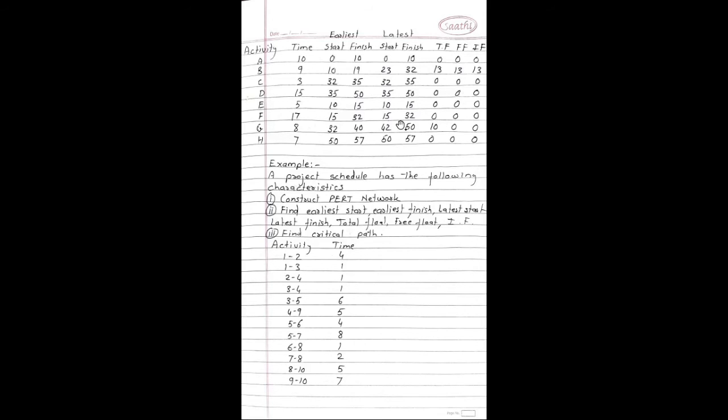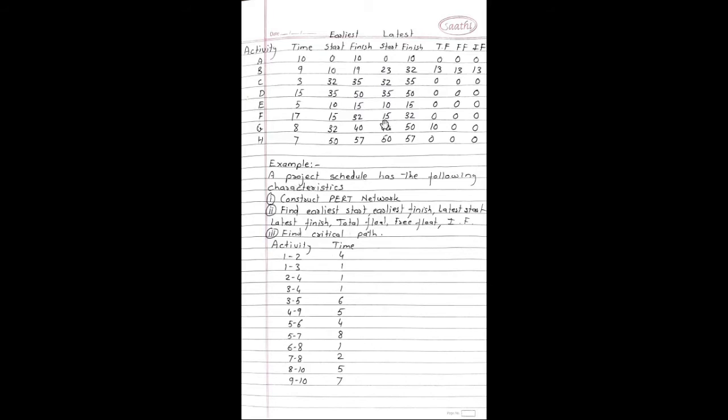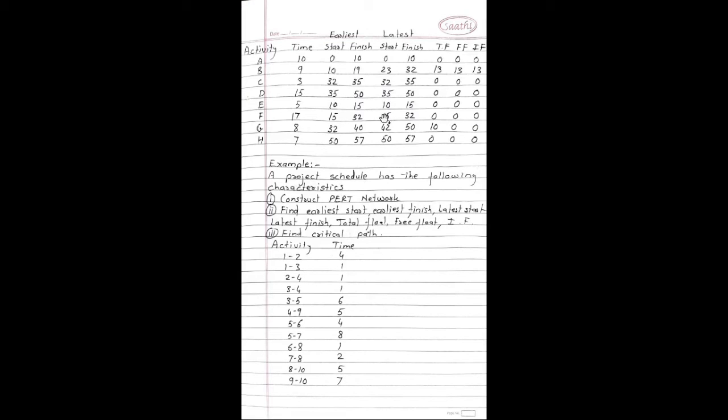For activity E, this is our activity E. 15 minus 10 becomes 5. 5 minus 5 becomes 0. So for activity E, free float is 0. For activity F, this is the activity F. Here we should have 32 and 32. So 32 minus 15 becomes 17. 17 minus 17 becomes 0. So for activity F, free float is 0.